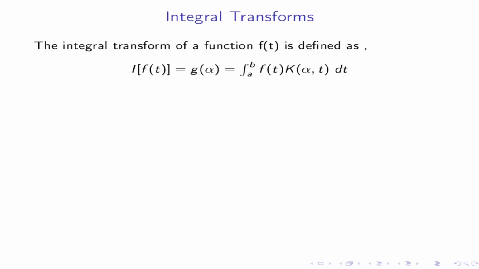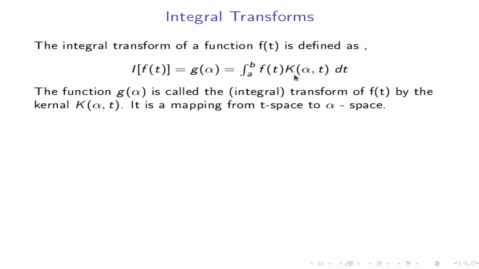Integral transforms. The integral transform of a function f of t, that is I of f of t, is g of alpha, defined as the integral from a to b of f of t with the kernel k of alpha t. This is the integral transform of f of t with respect to the kernel k of alpha t. It is actually a mapping from t space to alpha space. Based on different kernels, we have different integral transforms.